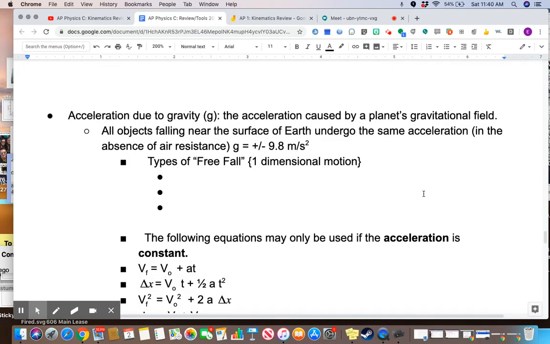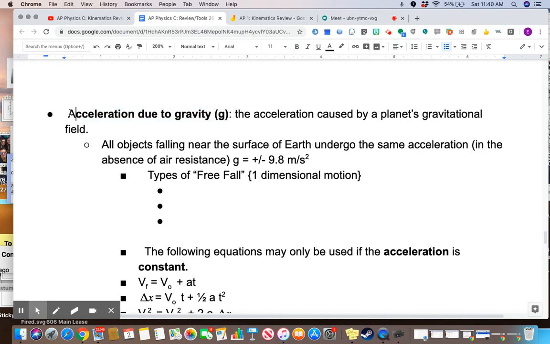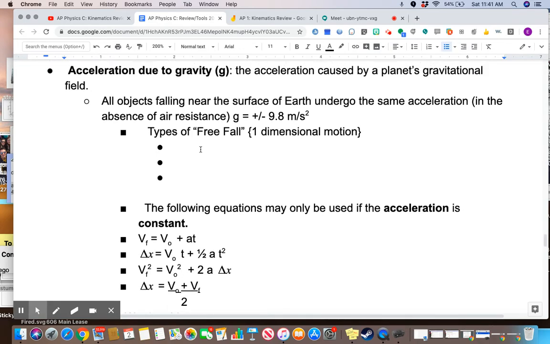Okay, so acceleration due to gravity, which we call g, is an example, a special specific case of constant acceleration. It's the most common case that's presented to you in physics in general, because everything that we do is located on our planet, right? And our planet causes objects to accelerate at a constant rate due to its gravitational field. So all objects that fall near Earth's surface undergo the same acceleration in the absence of air resistance.